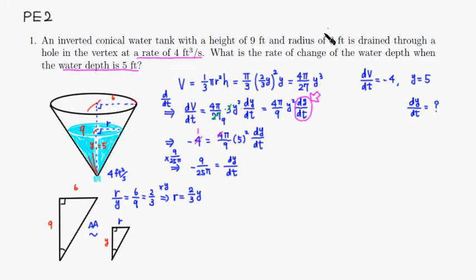So what is the rate of change of water depth at this moment? Therefore it's negative 9 over 25 pi, in feet per second. That's how fast the water depth is changing. Right, that's it. I hope that this was clear.